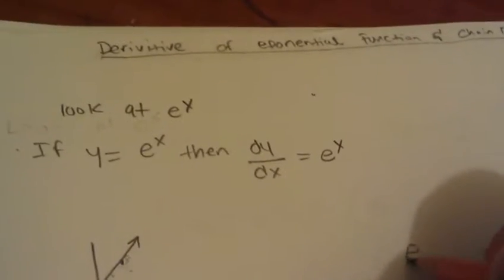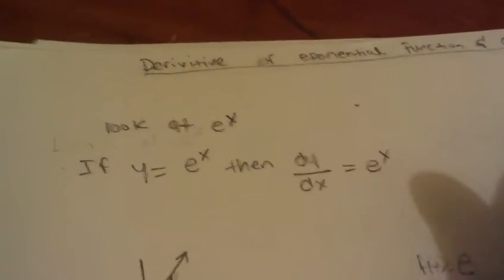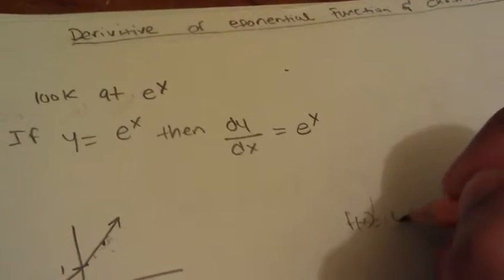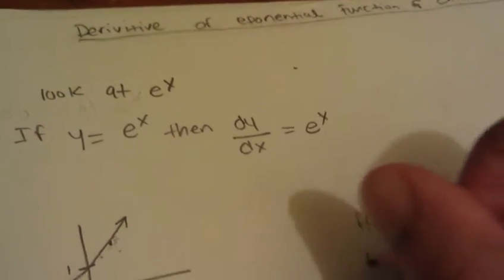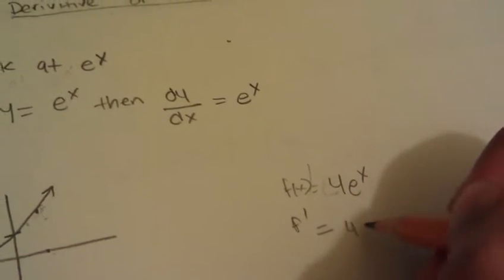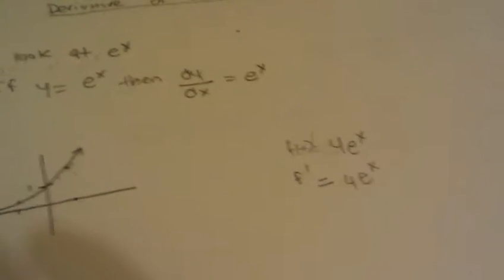If f of x equals, let's say, 4 e to the x, then f prime will be 4 e to the x. It's its own derivative. Okay, so now that you have somewhat of an idea of what that is, let's go to the chain rule.